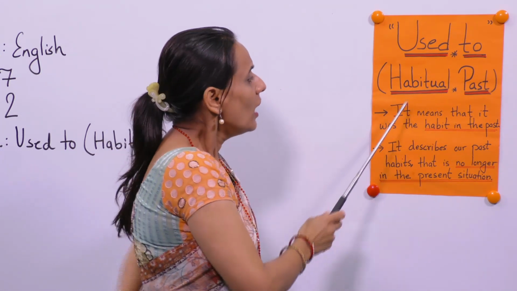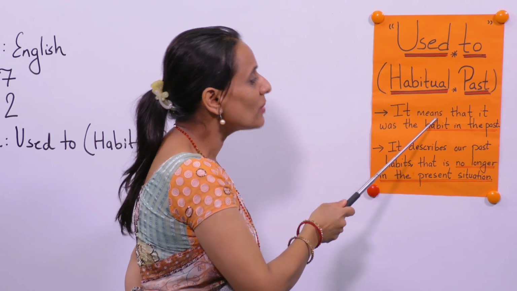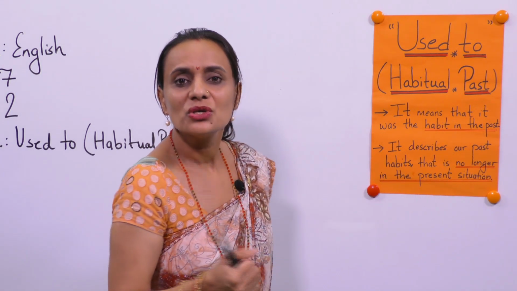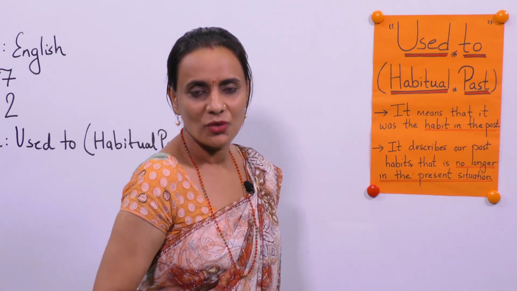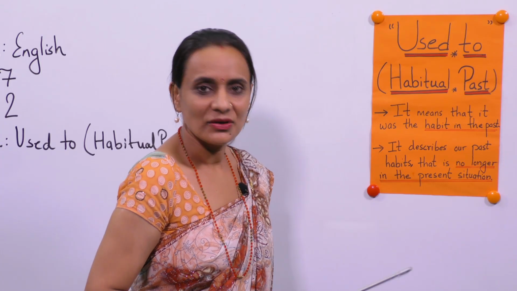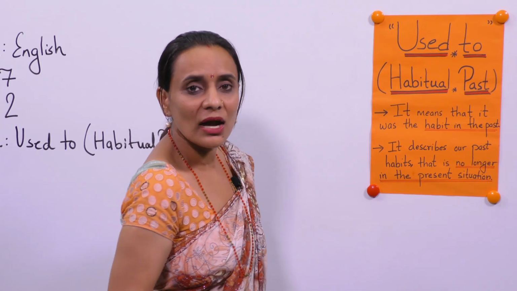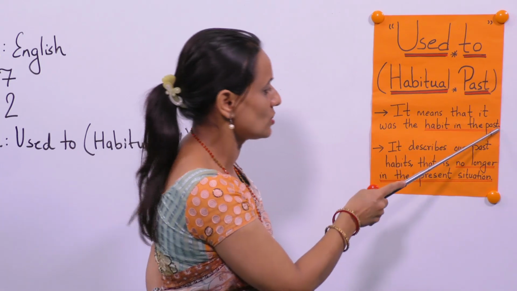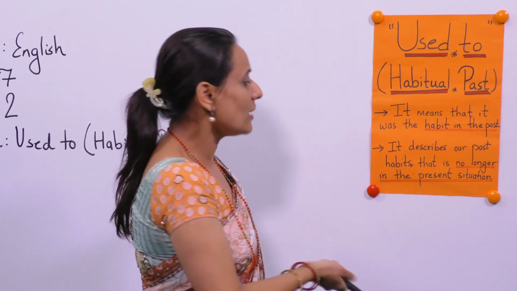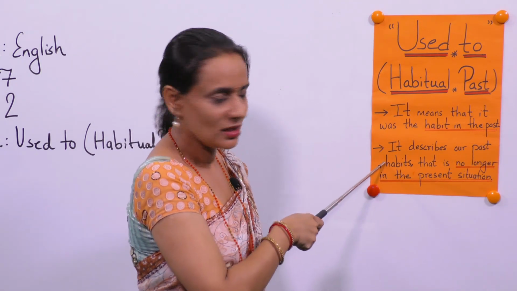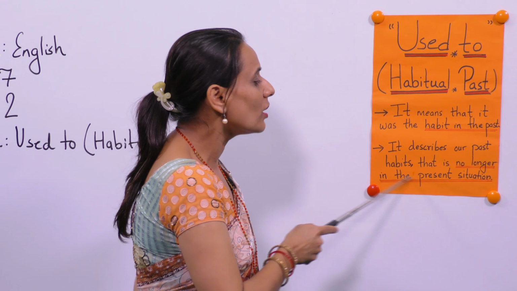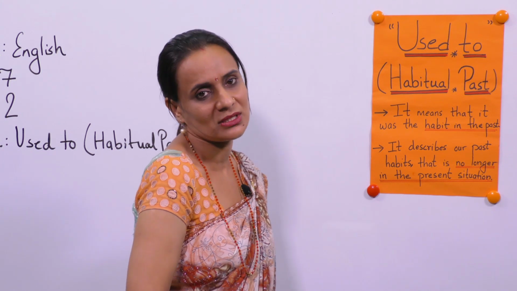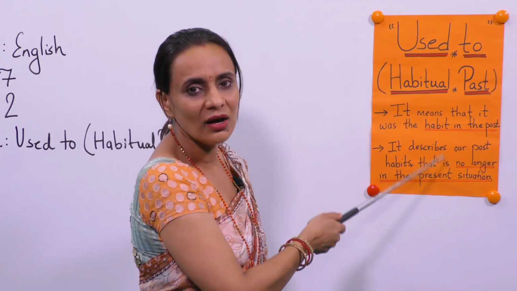Now, it means what? It means that it was the habit in the past, as I have already shown you in the examples, in the pictures also. We have seen 3 pictures, my dear students, and there we found that it was the habit in the past. I have highlighted it also, the habit in the past, and it describes our past habits. It is already told here also that it is no longer in the present situation. It's not there now. It was the habit in the past.